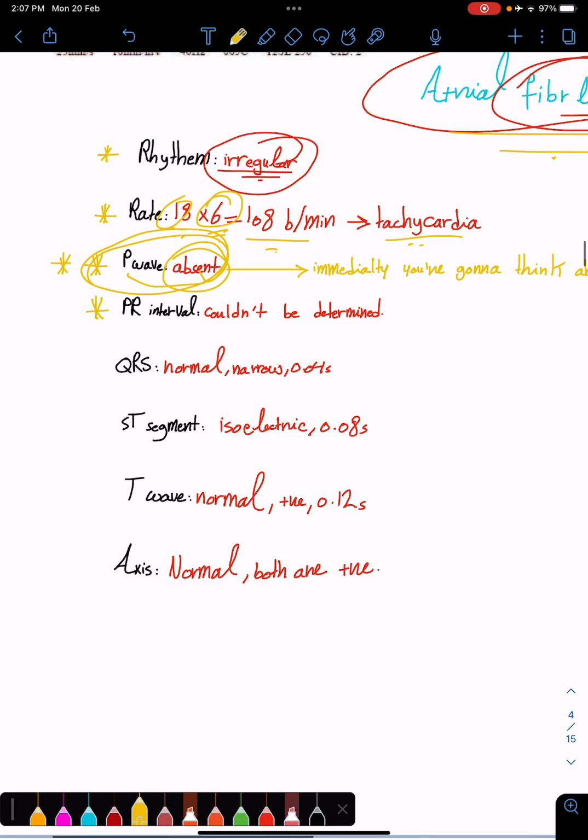The PR couldn't be determined. Why? Because there's no P wave. So once the P wave is absent, there is going to be no PR. We couldn't determine it. We couldn't see how much the duration of it is. So this is why.